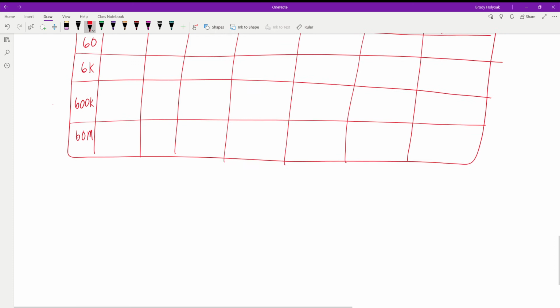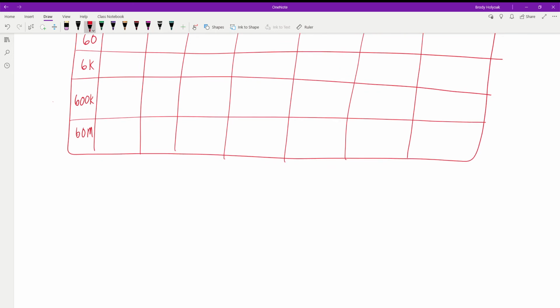Okay, so the first thing we're going to do is start with the 60 hertz. So my frequency is equal to 60 hertz, and my base circuit that I have is this guy.